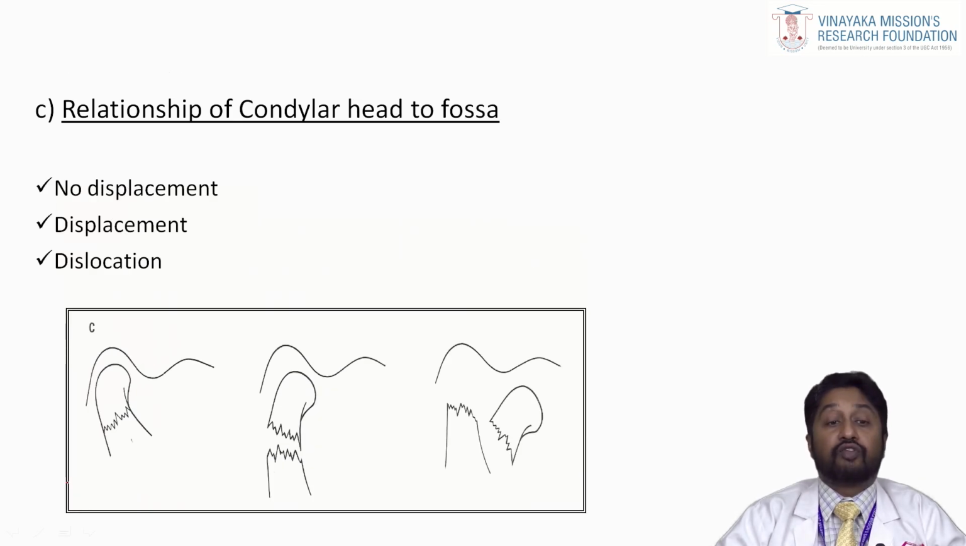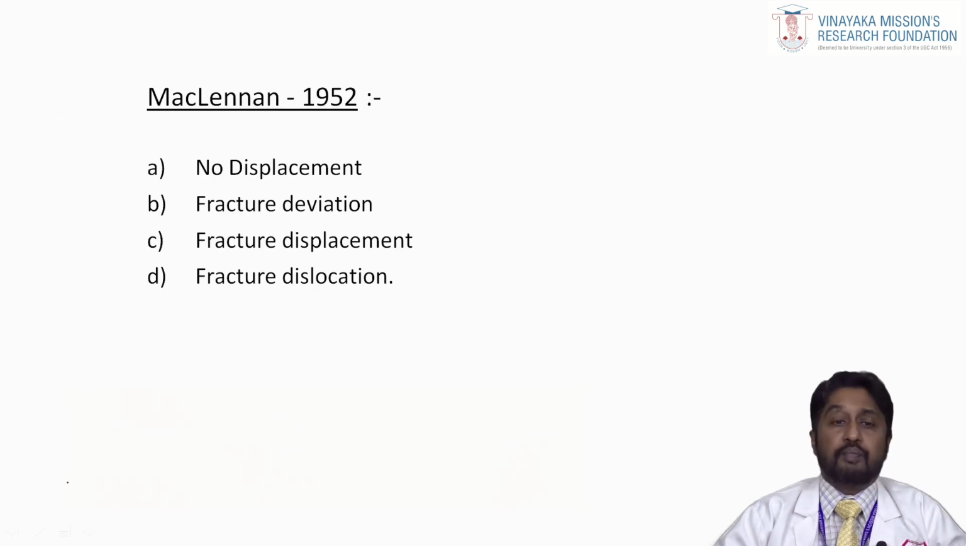Next is the relation of the condylar head to the fossa. With no displacement, the condylar head is still attached to the fossa. Next you have displacement, and next dislocation. In displacement, the fracture is only at the head of the condyle, but dislocation is entirely out of the articular disc. In 1952, Macklin classified separately as no displacement, fracture deviation, fracture displacement and fracture dislocation. There are several classifications in condylar fracture, but you should know at least two or three to write in your exams and to diagnose on your radiograph.